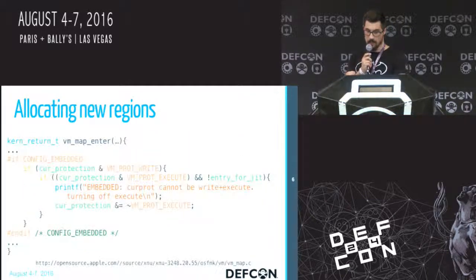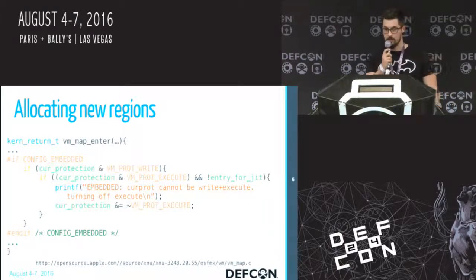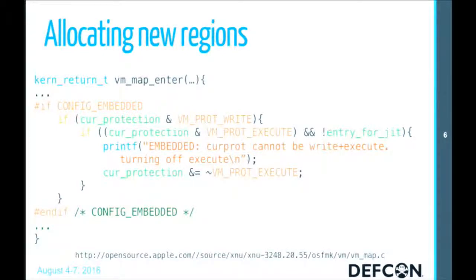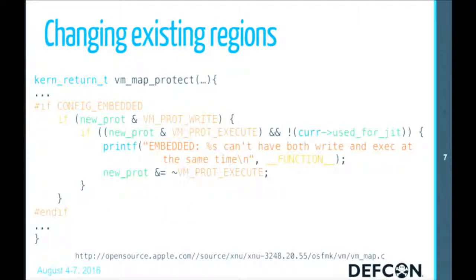So let's look at how they are implemented. Here we see vm_map_enter, which is in the XNU source code. We call it all the time when we allocate a new region in a virtual address map. So if a region wants to be writable and executable, vm_map_enter just disables the VM_PROT_EXECUTE flag. The only exclusion is the entry for JIT. It's the same for changing existing regions. If a region is executable and is going to be writable, it will just disable the executable bit. Again, there is a special case when the use-for-JIT flag is set.